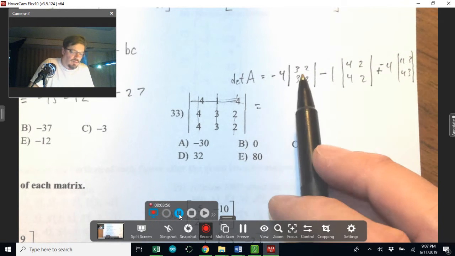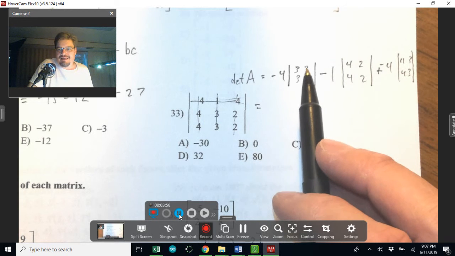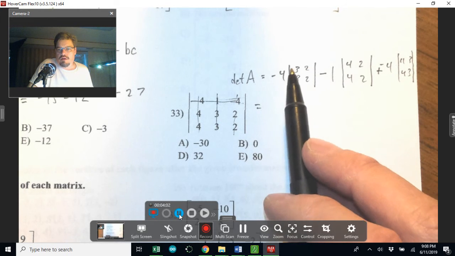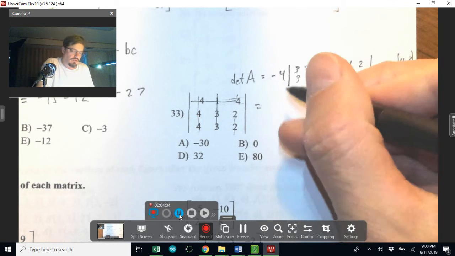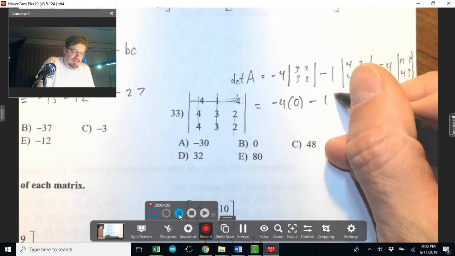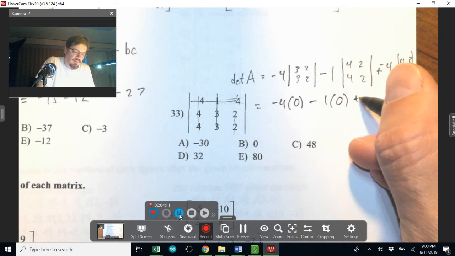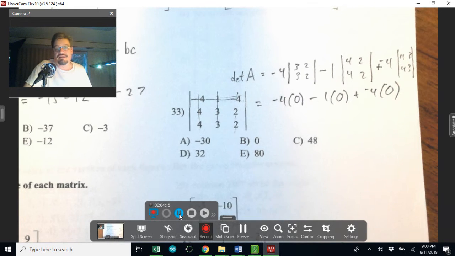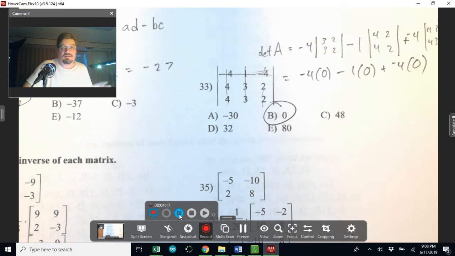So what do we get here? We get 6 times 6 minus 6, that's 0. So negative 4 times 0. Minus 1, that's 8 minus 8, which is 0. And then plus negative 4 with 12 times 12 minus 12, which is 0. So it looks like we're going to get 0. And that's all there is to it.